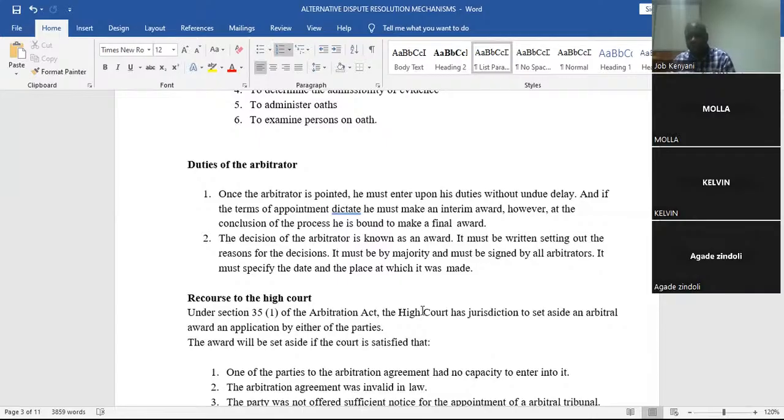So recourse to the High Court. If the tribunal doesn't work for you, you can seek recourse to the High Court. You go to the higher level now.